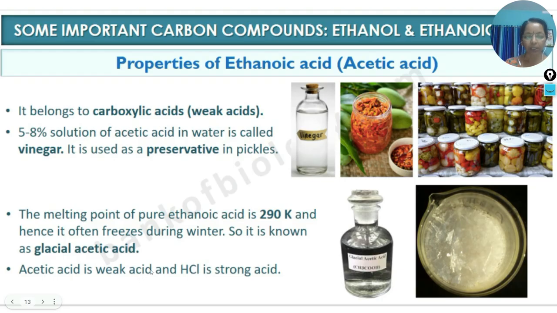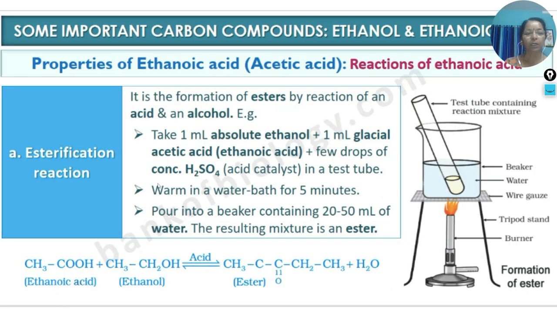Okay. Now, the chemical properties of ethanoic acid. Okay, they are giving an activity for us. Take a test tube and arrange a setup like this. This is a water bath. In this test tube, we are taking 1 ml of absolute ethanol, 1 ml of glacial acetic acid, and a few drops of concentrated sulfuric acid, and warm in a water bath for 5 minutes.